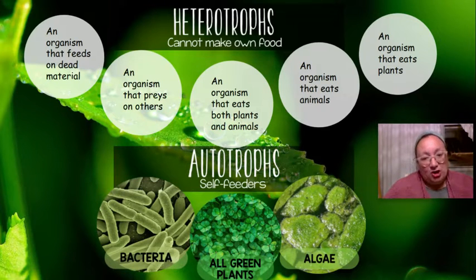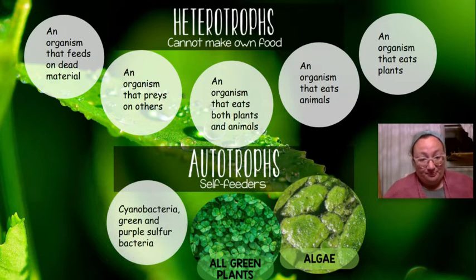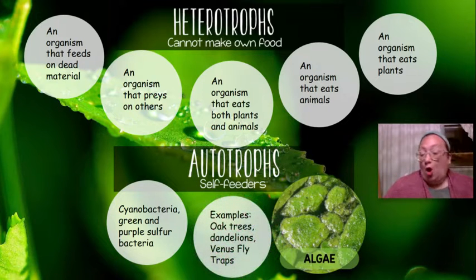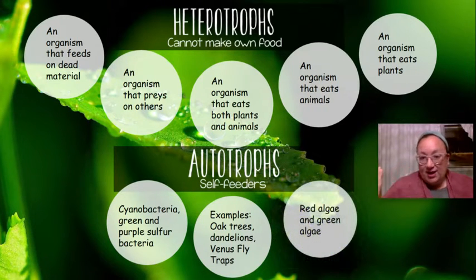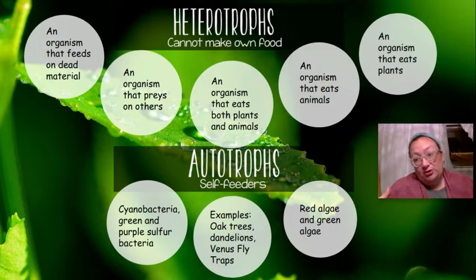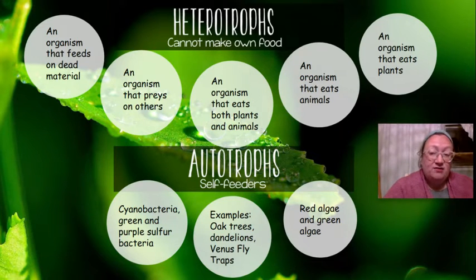Now we have the autotrophs down below. These are known as self-feeders because they can make their own food for themselves. Bacteria, there's some examples. All green plants. So we have trees, dandelions, Venus flytraps. They're going to be self-feeders. We have algae, so red algae, green algae. These are just some examples. So you can see the difference between a heterotroph who cannot make their own food and an autotroph who is a self-feeder. They can take care of it themselves.